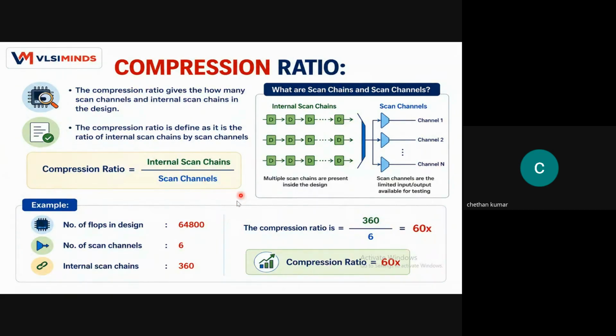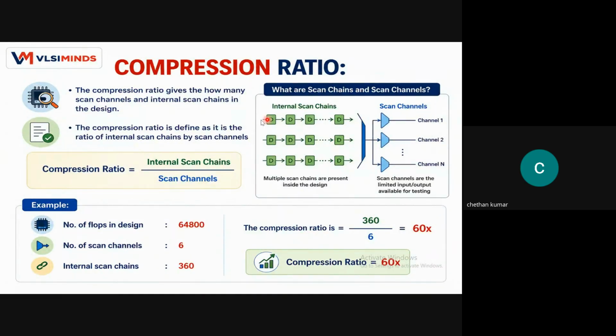There will be a DFT architect. He will provide what the compression ratio should be, the number of channels, chains, all those things. Satish, you are saying for every 60 scan chains, we need a separate EDT, right? Not a separate EDT.